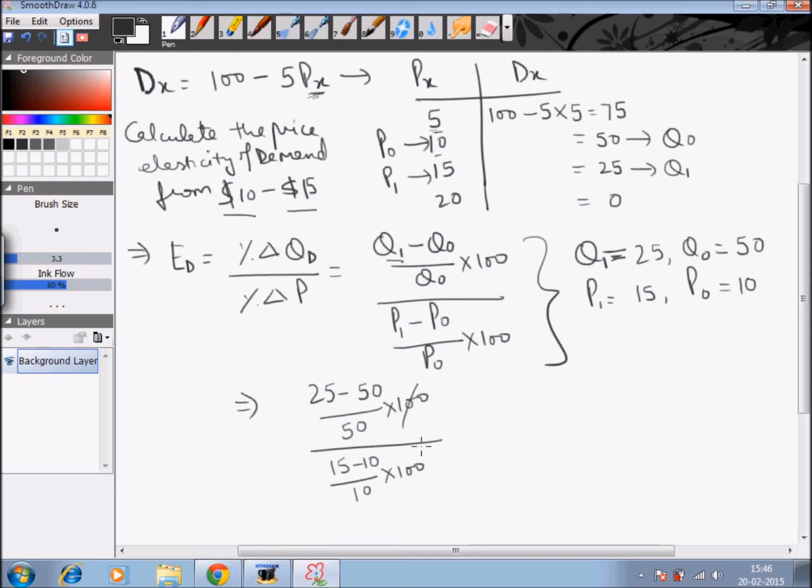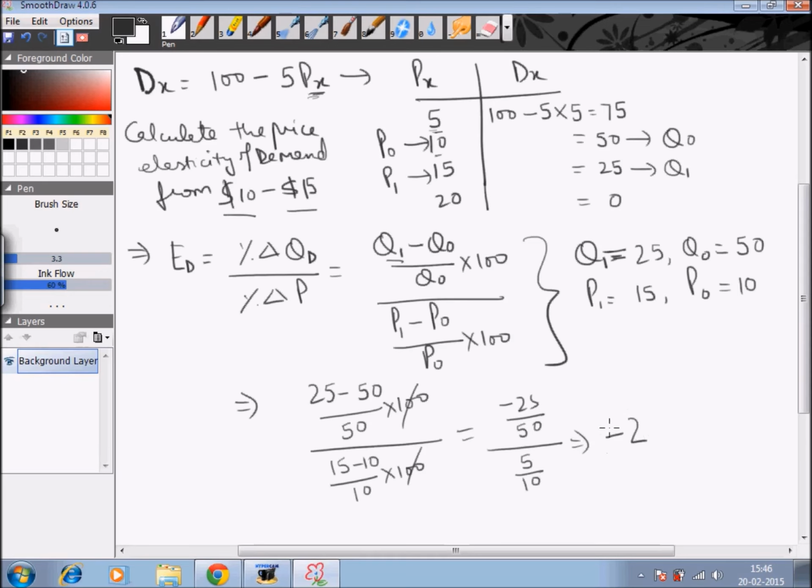So here 100 will get cancelled out. So it would be minus 25 divided by 50 upon 5 upon 10. Solving this out, we get minus 2.